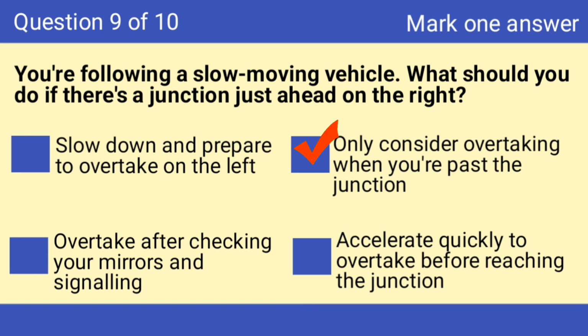The correct answer is only consider overtaking when you're past the junction. Explanation: you should never overtake as you approach a junction. If a vehicle emerged from the junction while you were overtaking, a dangerous situation could develop very quickly.